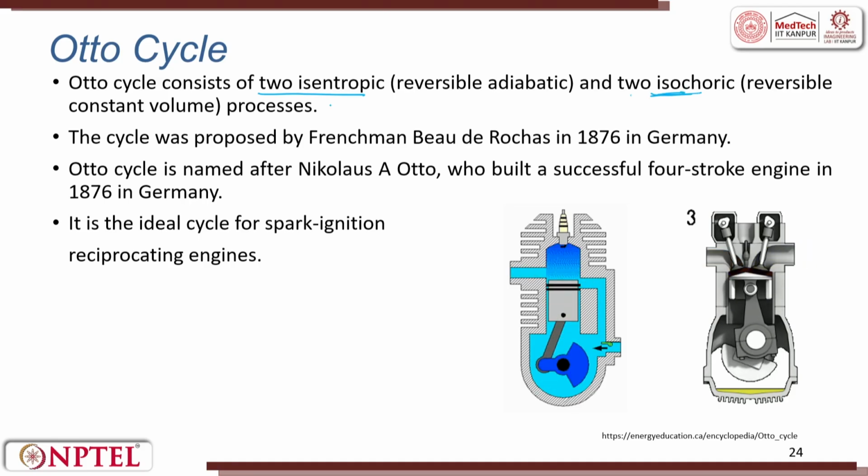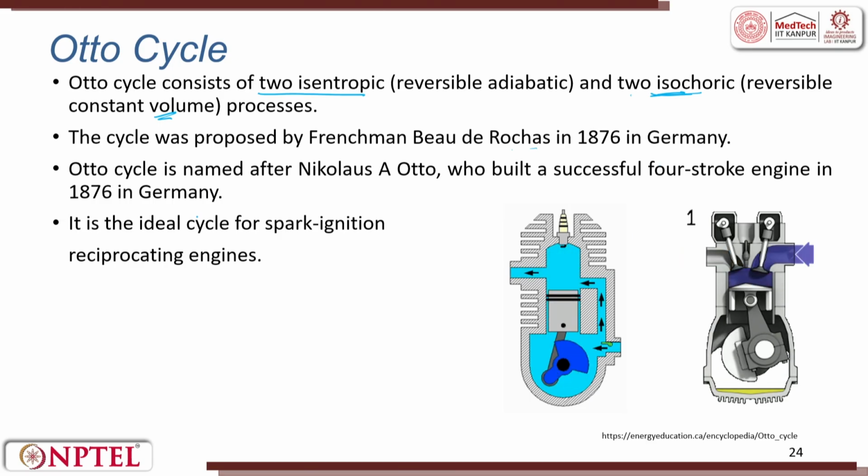Isentropic is a reversible adiabatic process. Isochoric is a reversible constant volume process. The cycle was proposed by a Frenchman, Beau de Rochas, in 1876 in Germany.